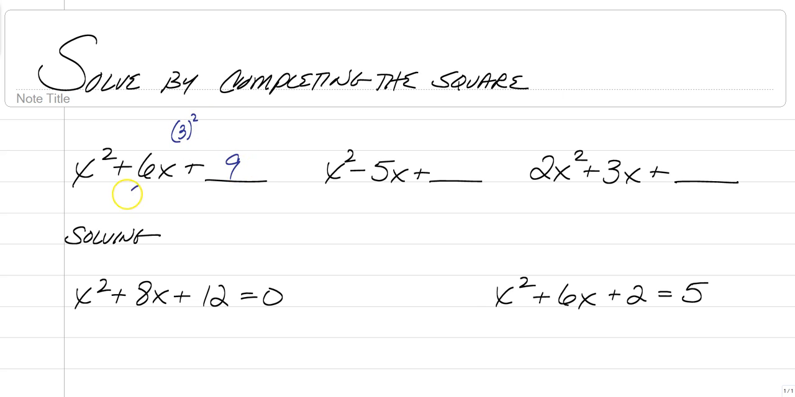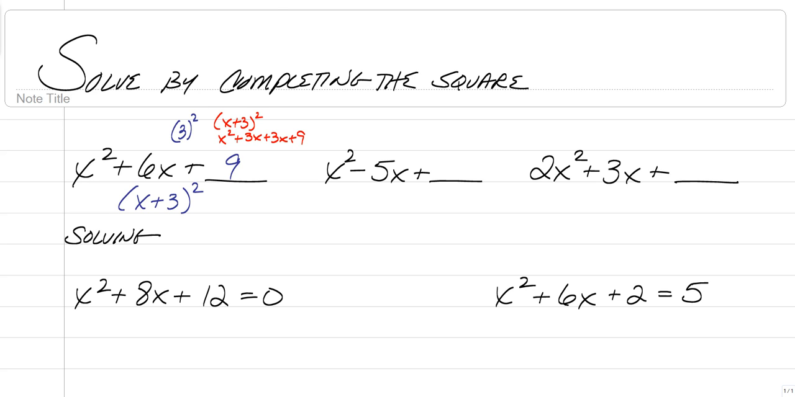But by doing that, it means you can write this as x plus half of the b value again, which is 3, squared. Okay, so you're going to have x plus 3 squared, which if you were to multiply it out, x plus 3 times x plus 3, you would have x squared plus 3x plus 3x plus 9, which is x squared plus 6x plus 9. Now, you probably don't know why that's important yet, but once we start solving, you'll see why we want to do that.